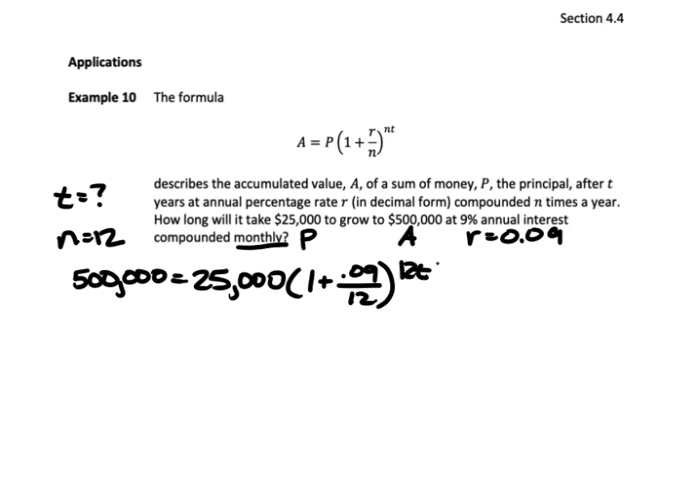And now I'm looking to solve for t. Now, this is an exponential equation. My variable is in the exponent. So what I need to do first is get the base and the exponent by themselves on one side. In order to do that, I need to divide both sides by 25,000. And 500,000 divided by 25,000 gives me 20.